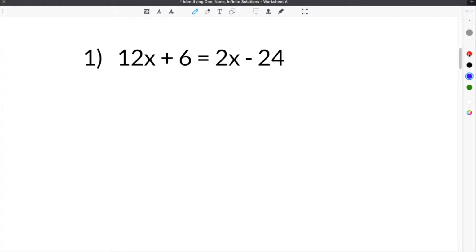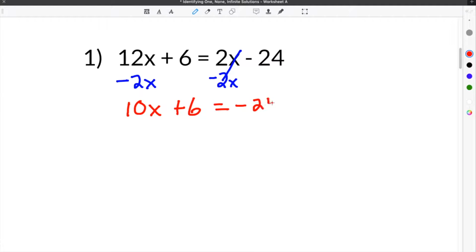So looking at our problem, we're given 12x plus 6 equals 2x minus 24. We have to solve this equation for x. When we go to solve this, the first thing we need to do is get all of the variables on one side, and then we need to get all the constants on the other side. So the first thing we're going to do is subtract 2x from both sides so that we get the x's only on one side. 12x minus 2x is 10x. You bring down your plus 6 and you bring down your minus 24.